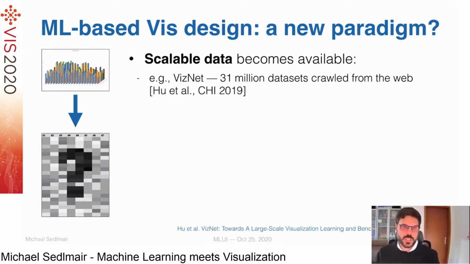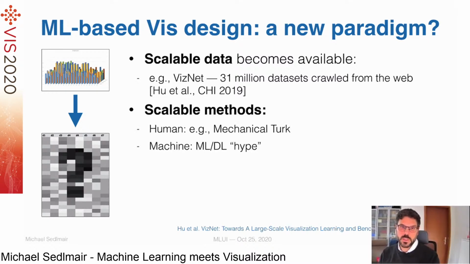So there has been, for instance, the VISnet paper at CHI 2019, but there are other papers that offer a lot of data sets that we can use for such learning-based approaches. And at the same time, we also get more scalable methods. And with methods, I mean both: on the one hand, more scalable methods to gather human subject data, like Mechanical Turk studies.